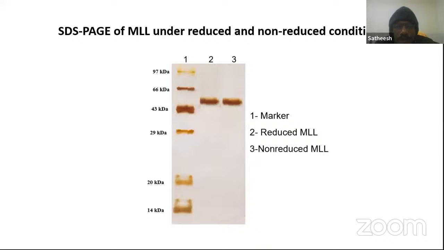We then confirmed the nature of the protein by doing a reduced and non-reduced gel. The reduced and non-reduced gel helps you tell whether it is a monomer or a multimer. Here, in both the reduced and non-reduced conditions, we are seeing only one band. That means the lectin we have identified and isolated is a monomer. So this lectin is a monomer.